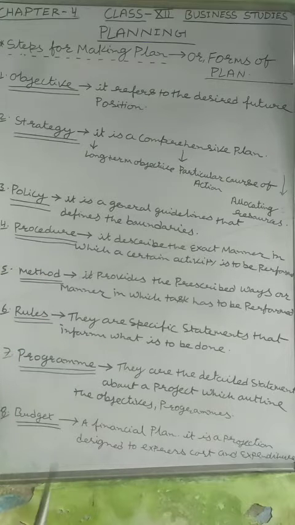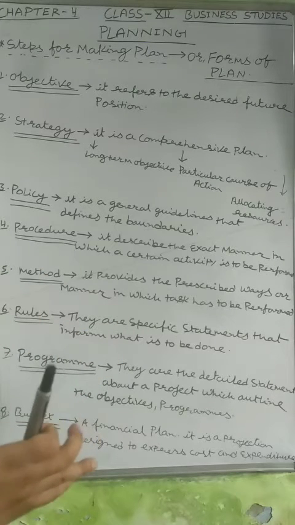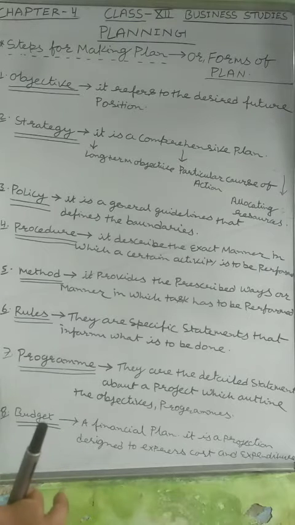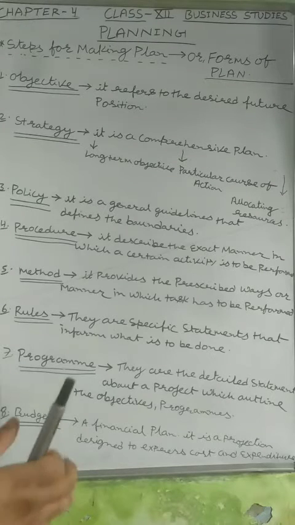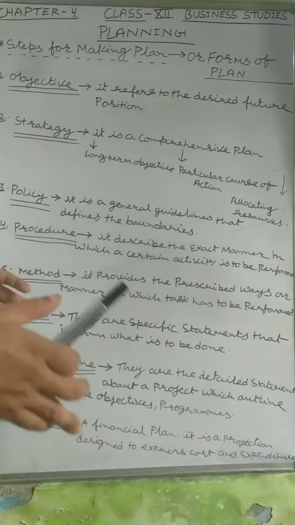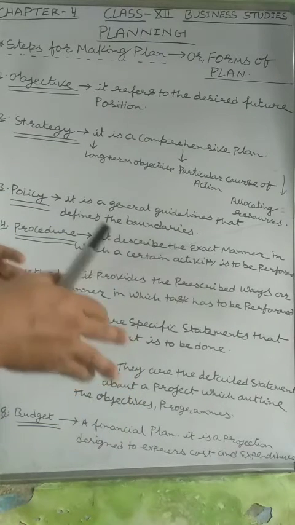The fourth is procedure. It describes the exact manner in which a certain activity is to be performed. Procedure means, like we read about method study in planning, that there are various methods in which we have to adopt the most appropriate method.